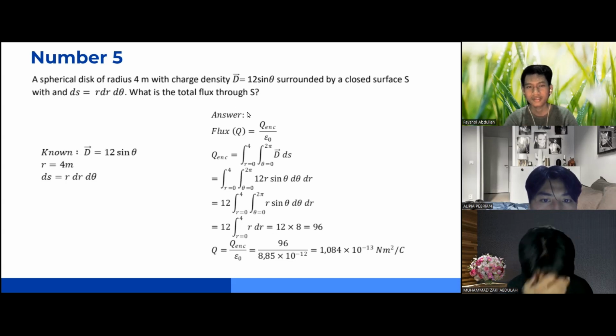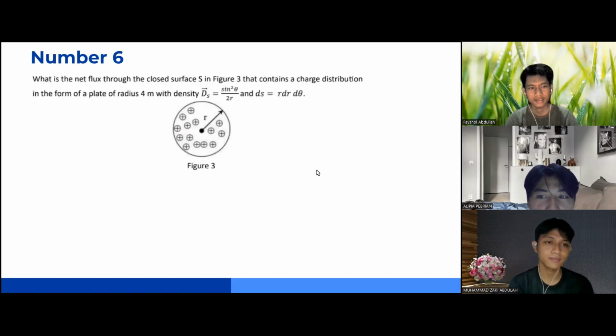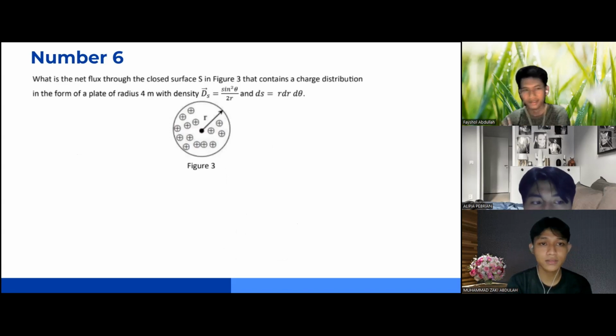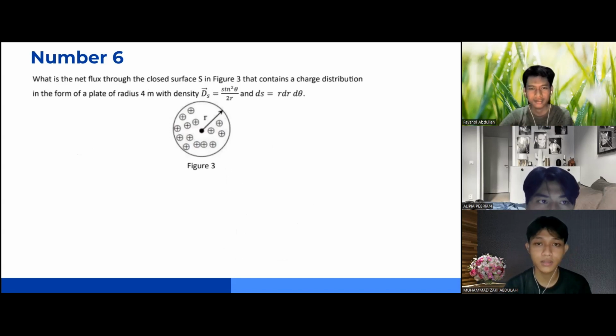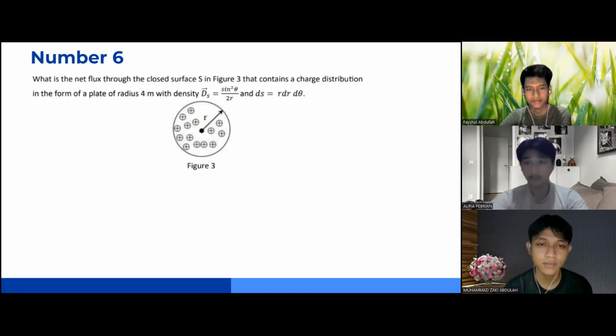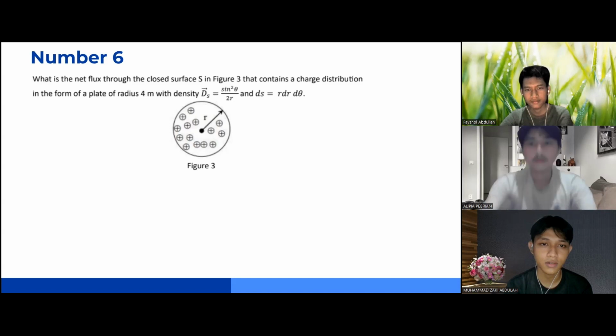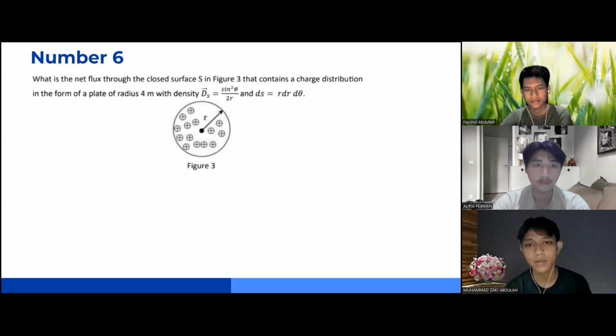Next. For number 6: what is the net flux through the closed surface S in figure 3 that contains a distribution in the form of a plate of radius 4 m with density vector D_S equals sin²θ over 2r, dS equals r dr dθ.